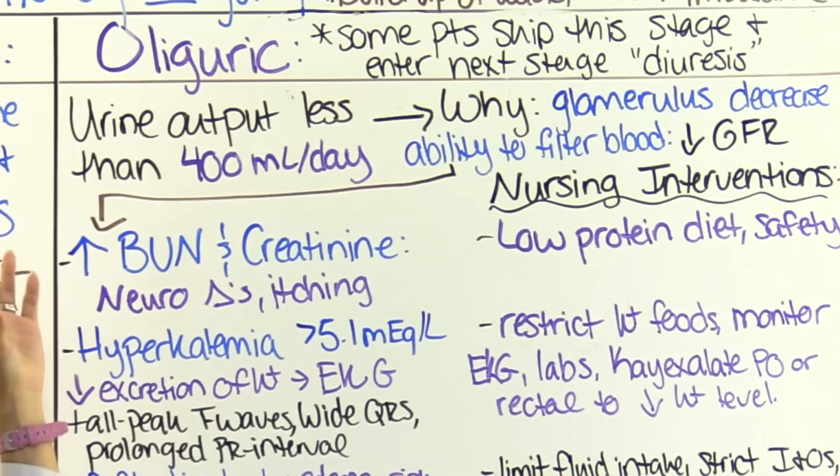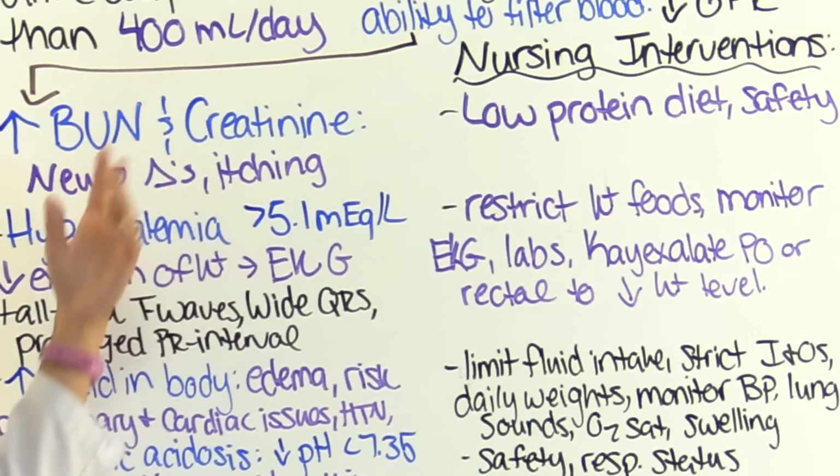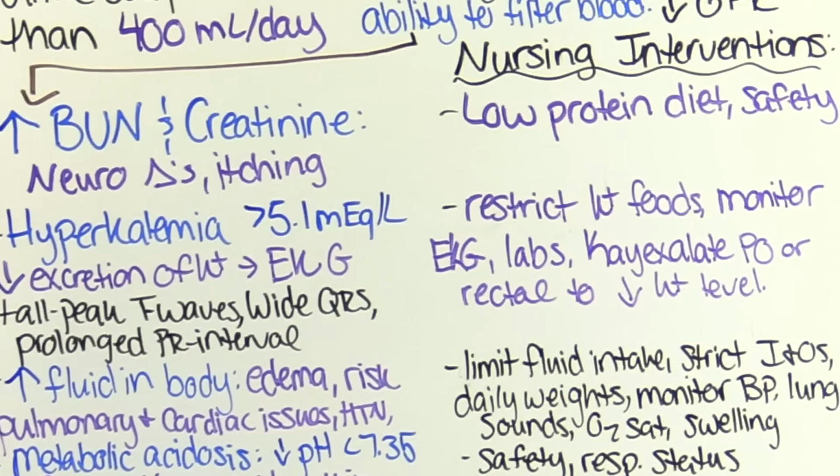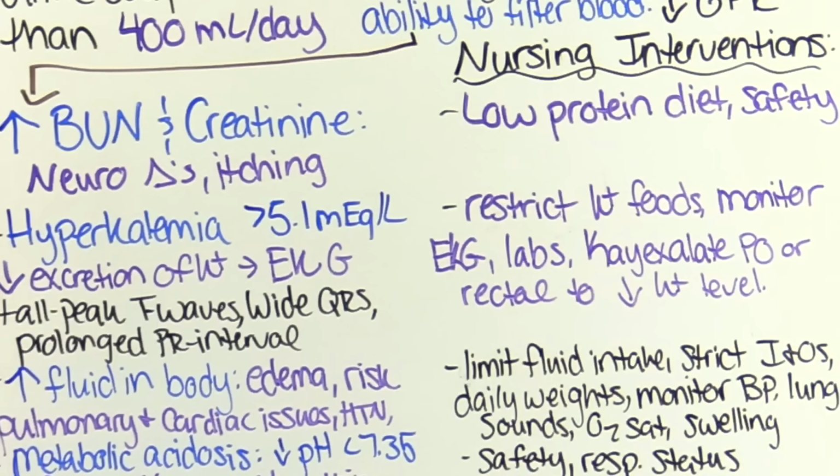Okay, so let's look at the signs and the symptoms. Because they have a decreased GFR, they're going to have an increased BUN and creatinine, that waste level. Azotemia. So your patient is probably going to have some neuro status changes. They're going to be confused, really sluggish and tired and sleeping all the time. And they can also itch from where that waste has built up and it causes itching on the skin. Nursing interventions for that, you want to watch their protein consumption, so limit that. Because remember, the breakdown of protein in the liver increases urea levels, so you want to limit that.